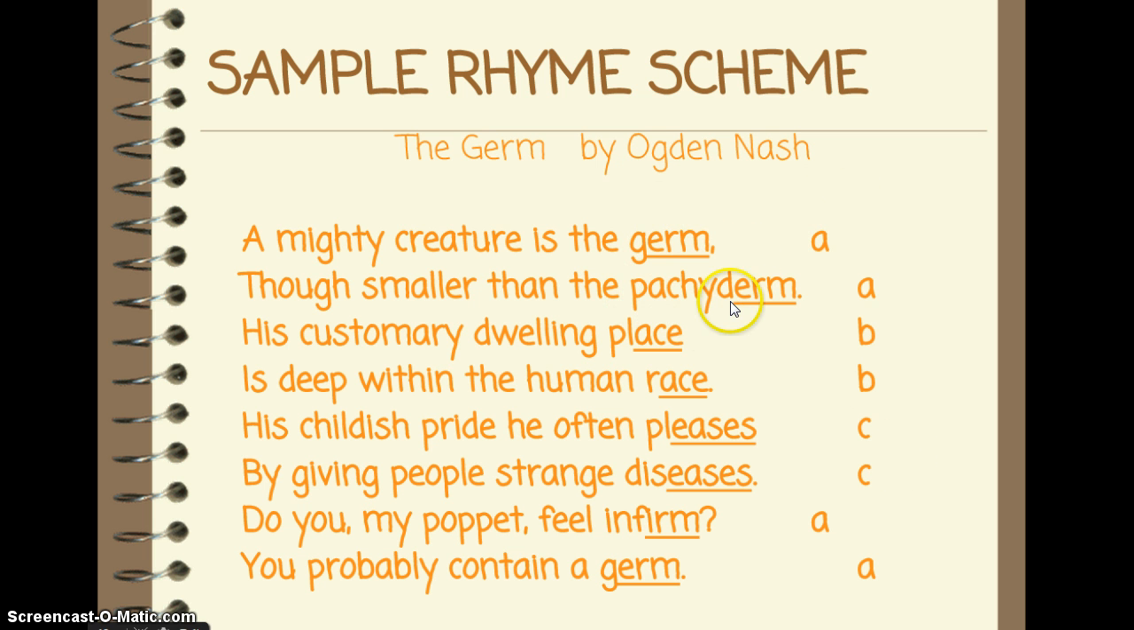Germ and pachyderm rhyme, so we assign the letter A. Place and race rhyme with each other, but they don't rhyme with the words up here, so we assign a new letter, so they're letter B. Same thing with pleases and diseases. They rhyme with each other, but not with anything up here, so it's another letter. And then finally, infirm and germ rhyme with our words up here, so we go back to the letter A. If this doesn't make sense or you have questions about this, please be sure to pause and ask me about it, okay?